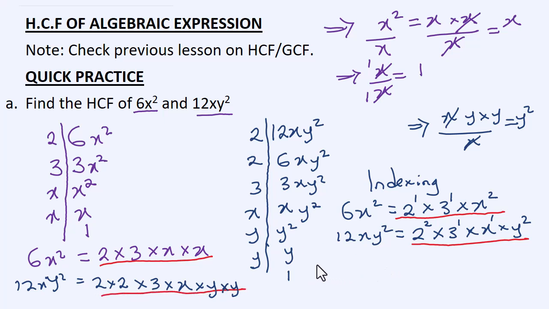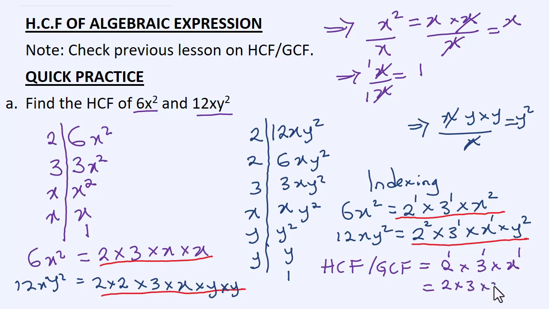So the HCF slash GCF becomes the least common index. What are the common indices here? 2 is common here, 3 is common here, and then x is common. So we have 2 multiplied by 3 multiplied by x. The least index for 2 is 1. The least index for 3 is 1, and the least index for x is 1. So this means 2 multiplied by 3 multiplied by x. 2 times 3 is 6, times x is 6x. And that is our HCF.